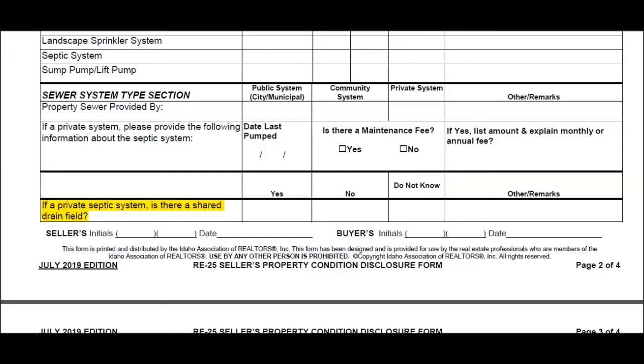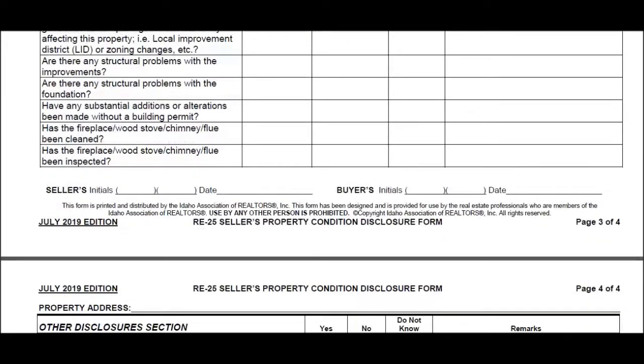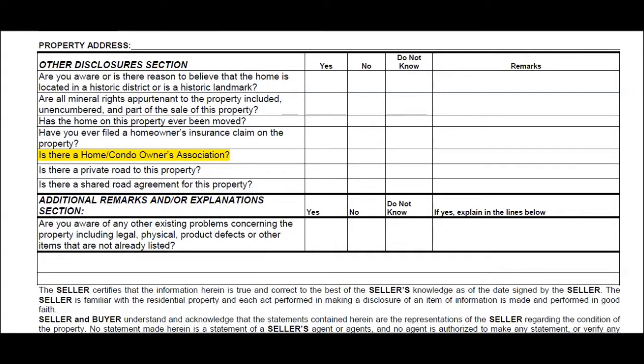drain field. The second and last change to this form came here, and this talks about a condominium owners association or a homeowners association. There's now a specific line to identify those. First of all, is there one, or are there any remarks about one that a seller can provide?